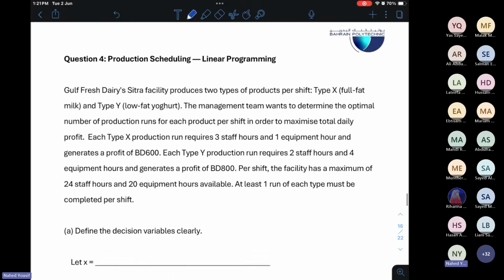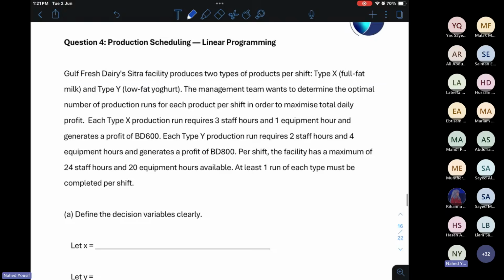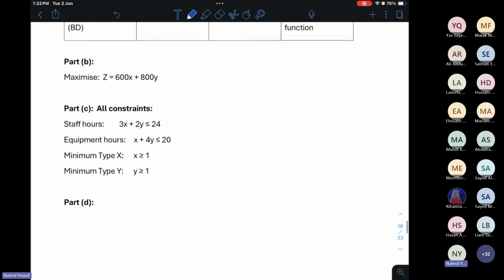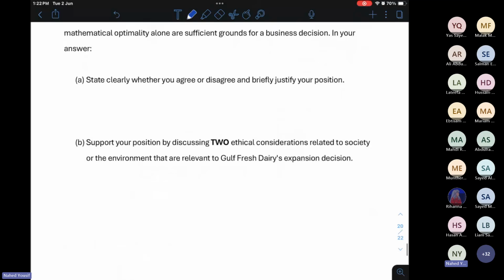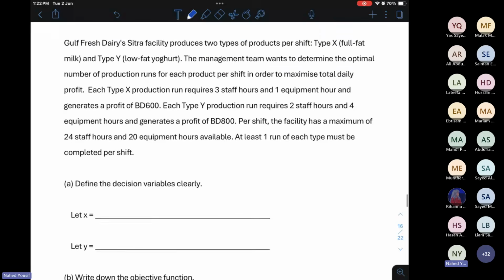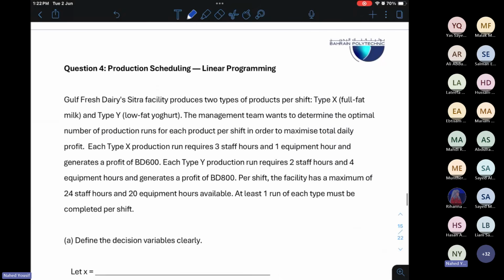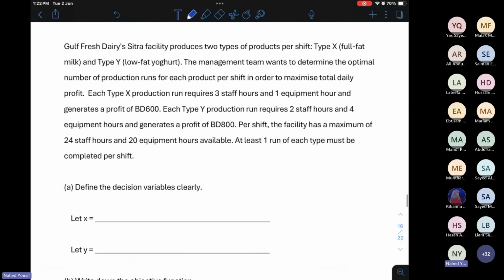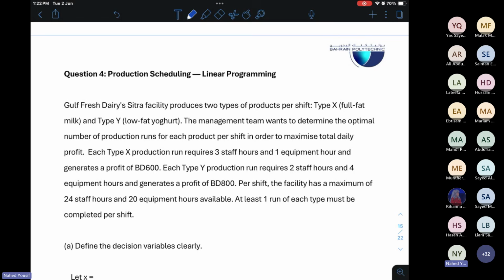So for question 4, again, they provide you with details. It is actually linear programming, which will be the last part in your exam. Then they will ask you about the ethics part. So we are almost done with this part. So let us read the question. They are helping you also to define it. Okay, Gulf Fresh Dairy Central facilities brew two types. So the first type will be your X. The second type will be your Y.